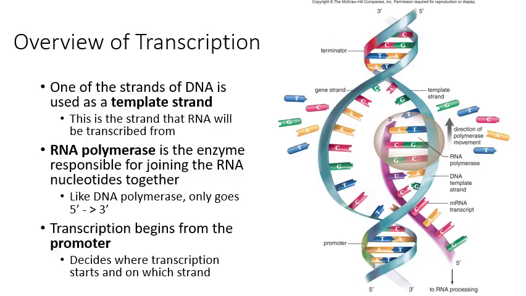We're going to review transcription before we get started in translation. So what's happening, again, in transcription is we're making a copy of a section of our DNA, and that copy is going to be made out of RNA. So we're going to have a template strand of DNA that we're copying from, and the enzyme that we're going to use to make this process happen is RNA polymerase.